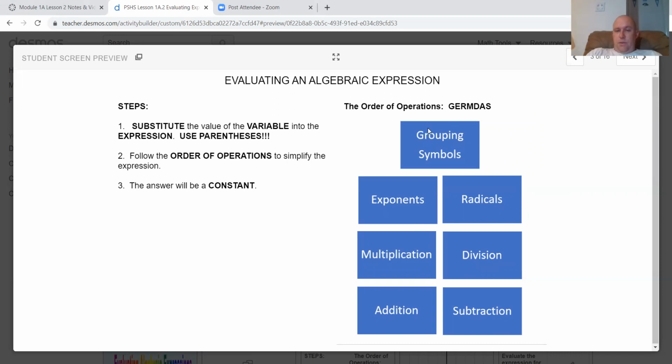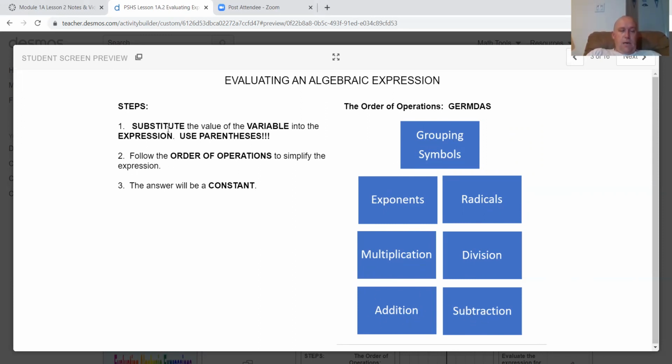So we can use this one, but I personally prefer just to do grouping symbols, then do exponents, then do multiplication, and so on. But some of these things you do at the same time. So multiplication and division, it's not multiplication and then division, it's multiplication and division at the same time, going left to right. And addition and subtraction, same thing. You don't just do addition and then all your subtractions, you do them at the same time, but going left to right.